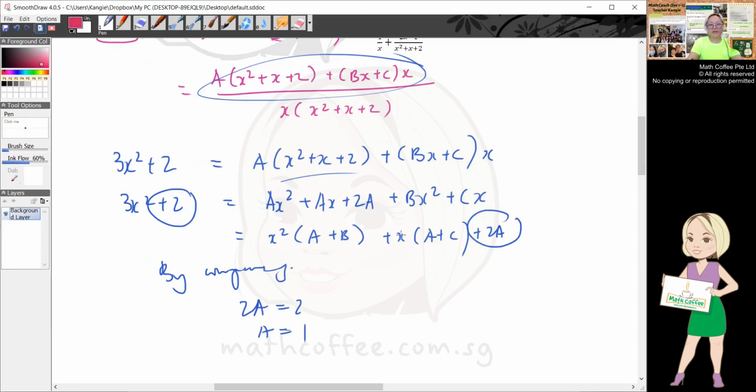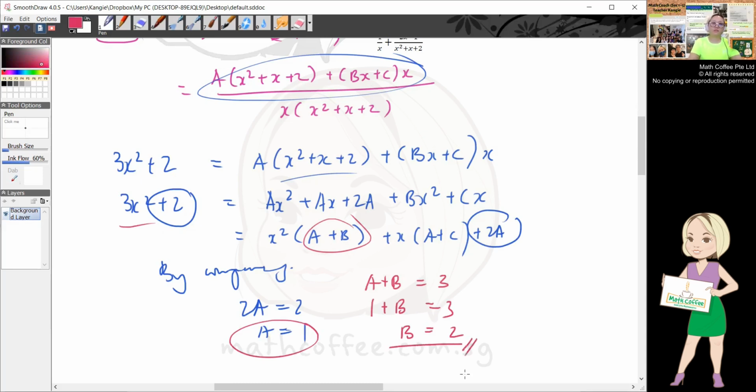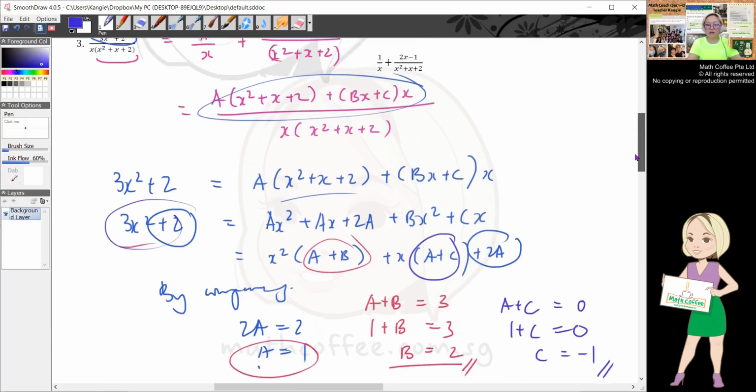And then after that, this one is x squared, right? So a plus b is equal to 3. And because you already solved your a, so 1 plus b equals 3, b equals 2. Next is a plus c. So my a plus c, don't panic, don't see any x, it's fine. It means that a plus c is 0. Since I already have my a is 1, so 1 plus c equals 0, so c equals -1. So we are done with the ABC.